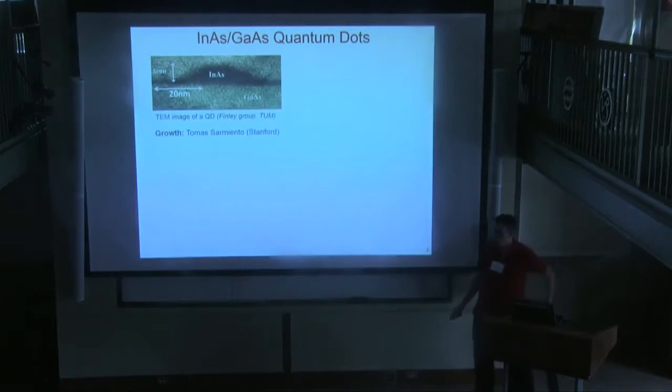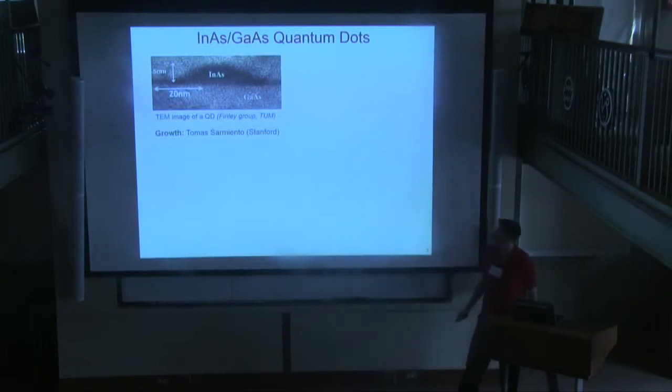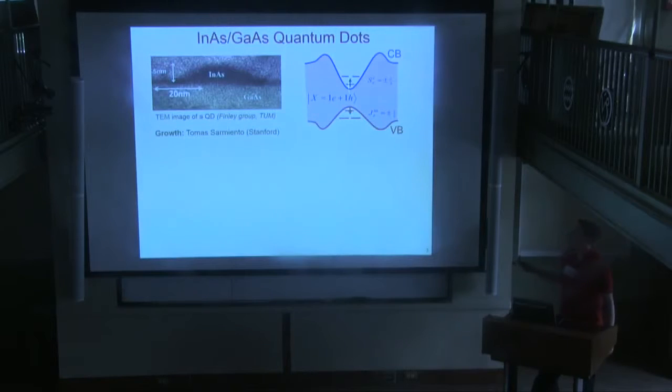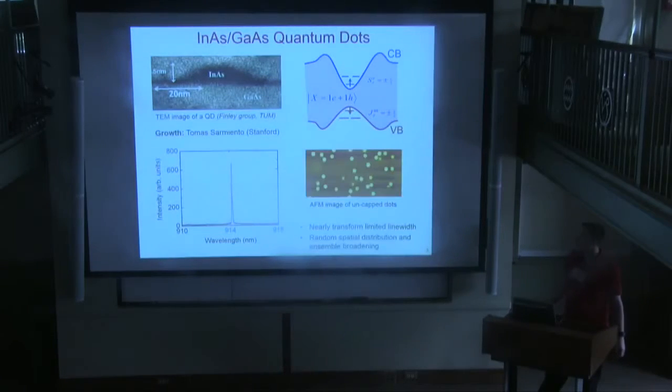The quantum dots that we're using are self-assembled indium arsenide quantum dots in a gallium arsenide matrix. They have a typical lateral dimension of 20 nanometers and a typical height of 5 nanometers. Our dots are grown by our postdoc Thomas Sarmiento at Stanford. These quantum dots have a three-dimensional confinement for electrons and holes, and strong optical interband transitions that nowadays are shown to be almost transform limited from the linewidths.